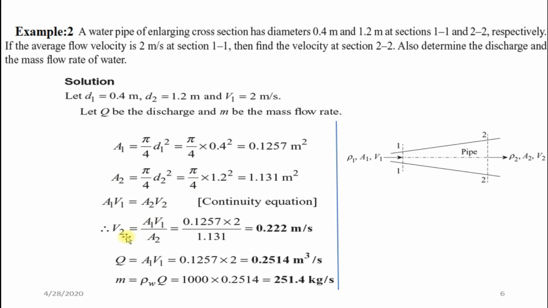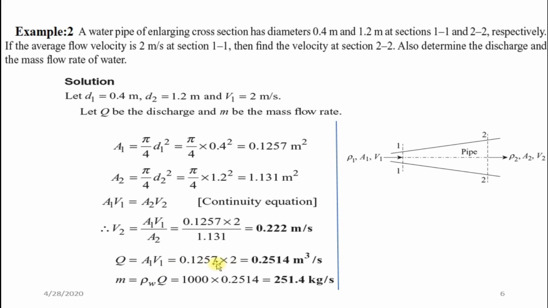V2 is equal to A1 V1 divided by A2. All values we have except V2. Find out V2 value, 0.222 meter per second. Now we have the value of V2, we have the value of A2. Now Q is equal to what? Discharge, from the continuity equation, A1 V1 equal to A2 V2. So that is 0.1257 into 2.